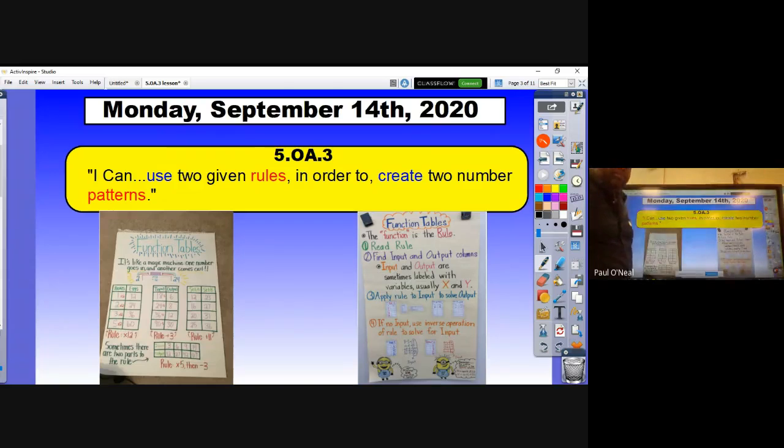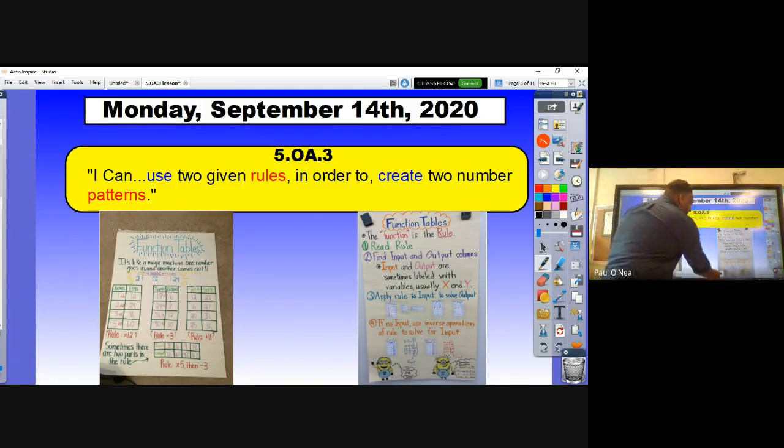All right, ladies and gentlemen, today we're going to look at 5.OA.3, which is being able to use two given rules in order to create two number patterns. As you can see on the screen, I have posted two different pictures of function tables, and it gives certain directions, certain rules regarding the function tables.